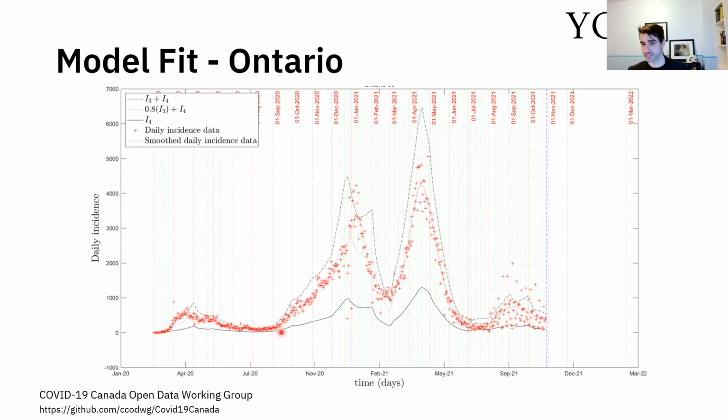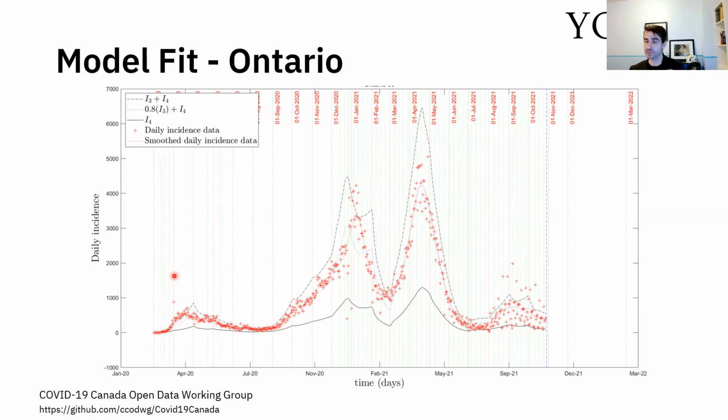And the black line we see in this plot is I4, so the severe infections. The dashed line is I3 plus I4, so the more mild infections and the severe infections, not including the asymptomatic infections, are plotted on this graph. And here we fit our kappa value monthly, so that's what the vertical dashed lines represent.